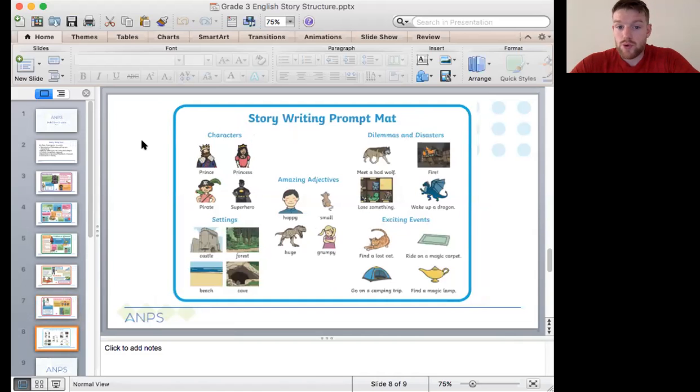This is a story writing prompt mat. So you can use this to get some ideas if you want. There's some ideas for characters. You know, you could have a prince, princess, a pirate, a superhero. Some settings: castle, forest, beach, cave. Don't forget to use adjectives. Here are some examples of adjectives: happy, small, huge, grumpy. And here are some problems or dilemmas or events that could happen in your story. Okay, so feel free to use this prompt mat if you want, but obviously it's better if you can to use your own imagination and your own creativity.